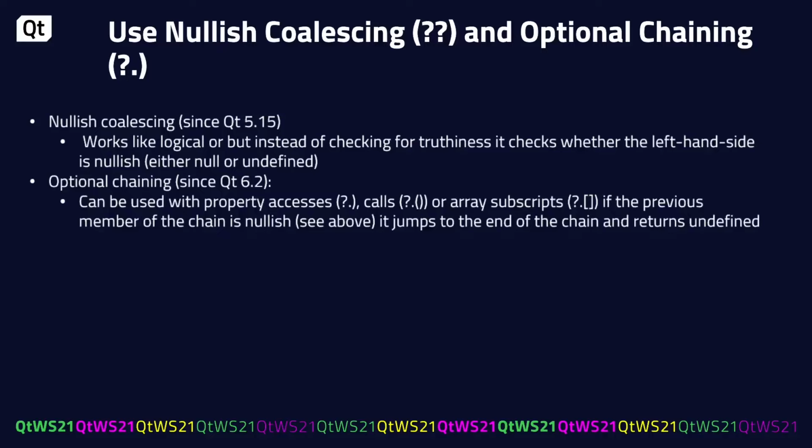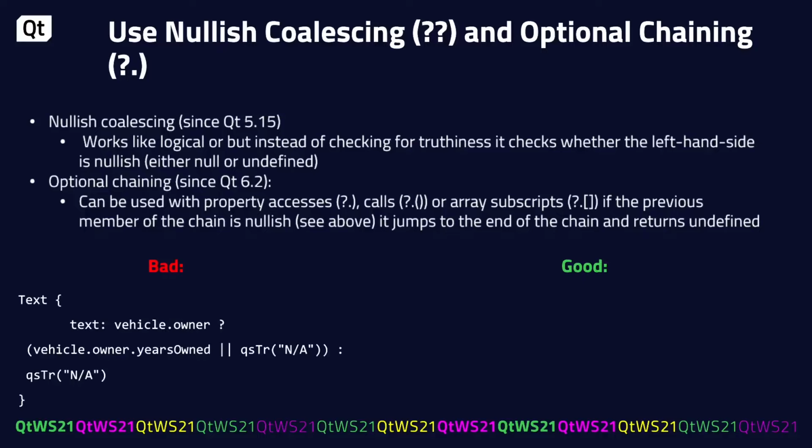Optional chaining has been there since Qt 6.2, so it's a new feature. It can be used with property accessors, calls, and array subscripts. And if the previous member of a chain is nullish, so null or undefined, it will jump to the end of that chain and return undefined. We'll see an example of that now.